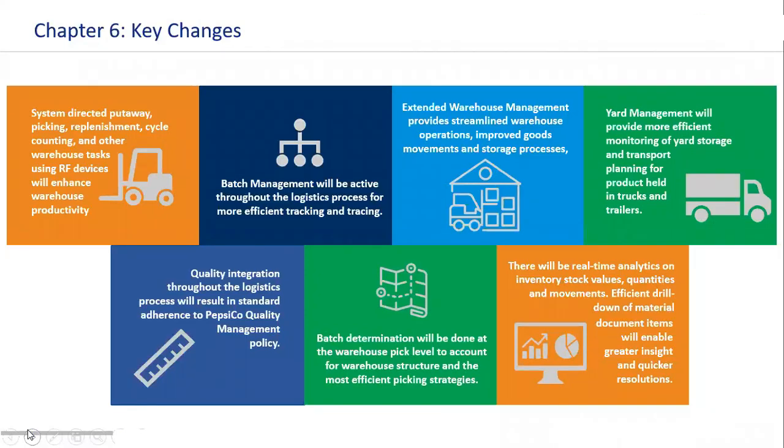Yard management will provide more efficient monitoring of the yard storage and transport planning for product held in trucks and trailers. Quality integration throughout the logistics process will result in standard adherence to PepsiCo quality management policy. Batch determination will be done at the warehouse bin level to account for warehouse structure and the most efficient picking strategies. There will be real-time analytics on inventory stock values, quantities and movements. Efficient drill down of material document items will enable greater insight and quicker resolutions.